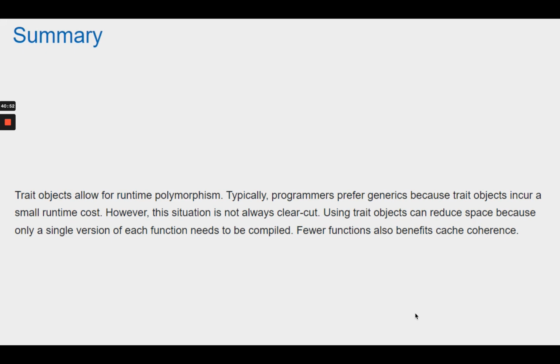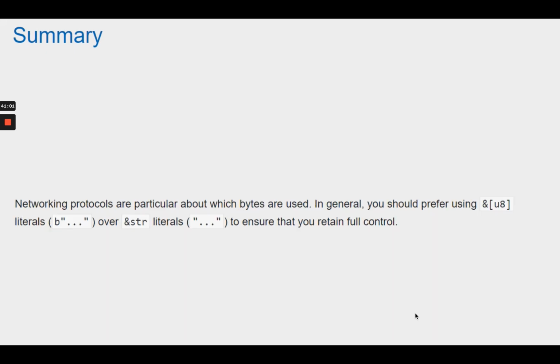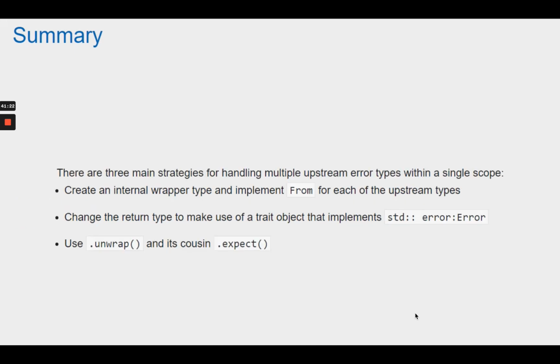Using trait objects can reduce space because only a single version of each function needs to be compiled. Fewer functions also benefit cache coherence. Networking protocols are particular about which bytes are used. In general, you should prefer using &[u8] literals, b"...", over &str literals, "...", to ensure that you retain full control.